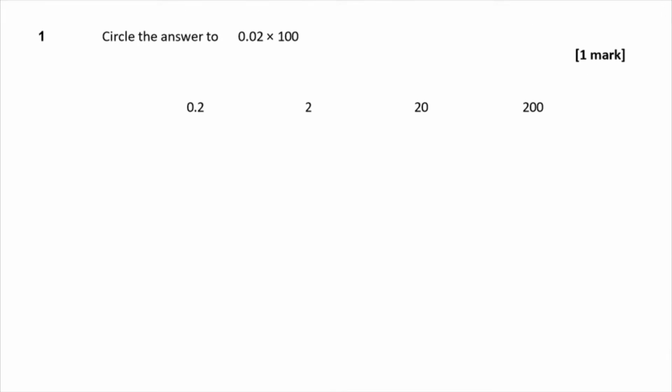Question 1. Circle the answer to 0.02 times 100. Well, if I'm taking 0.02 and I'm timesing it by 100, then what I'm going to be doing is shifting that decimal point 2 jumps to the right, aren't I? So if I times 0.02 by 100, it's going to turn it into 2. So it's that one there.